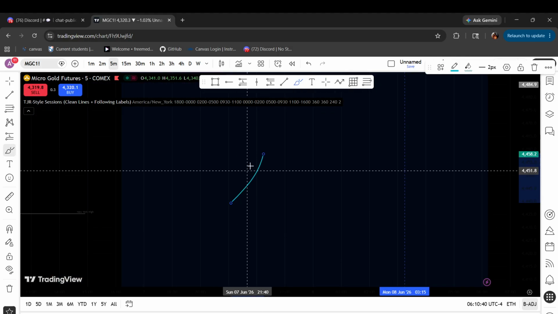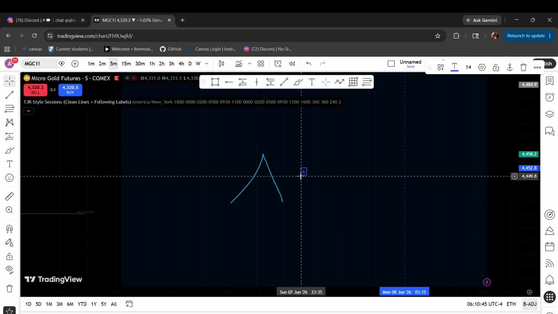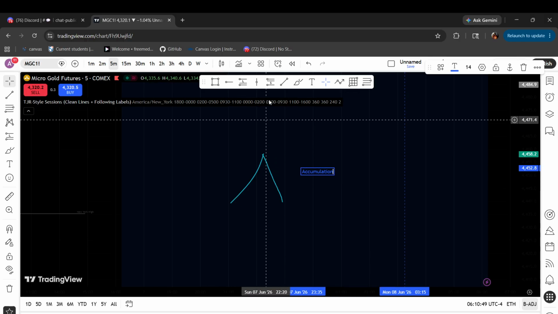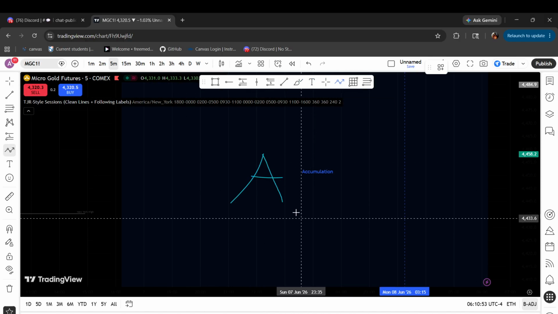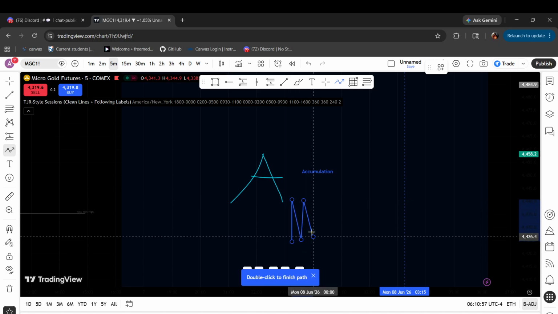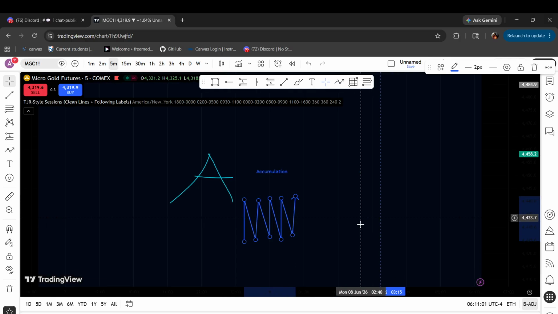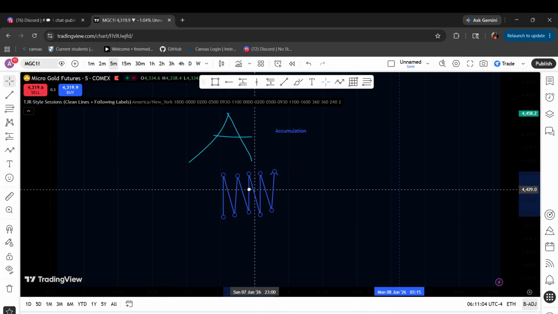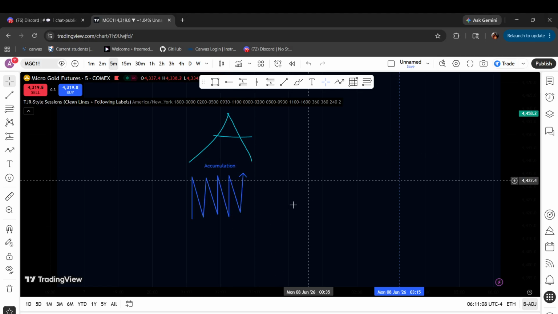We have A. A stands for accumulation, right? So this usually looks like price ranging in a zone, consolidating, and just not really going anywhere within the markets. This is what I like to call accumulation.